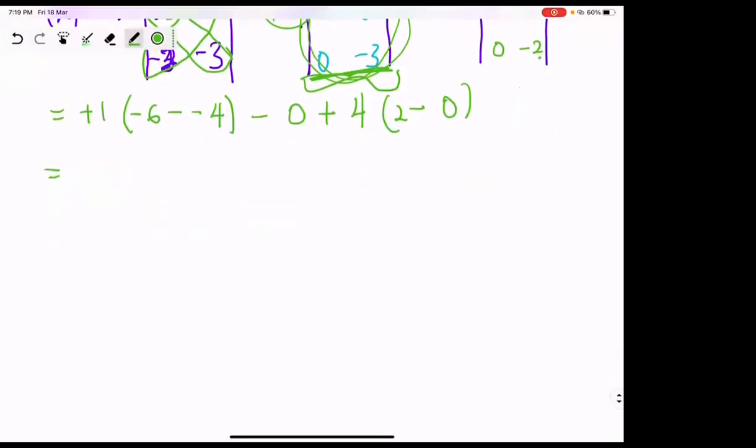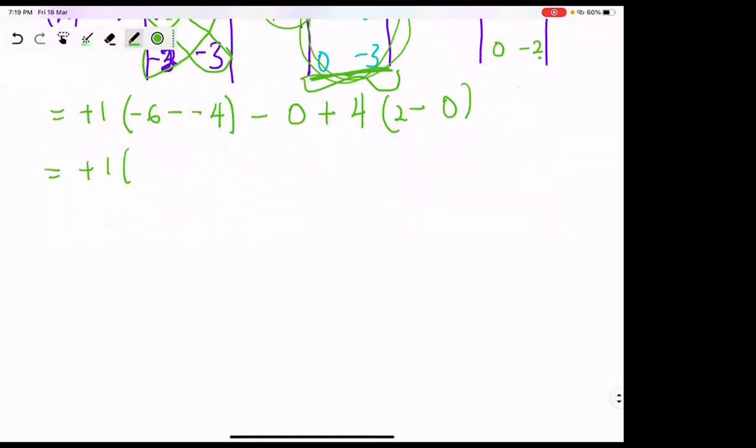If we simplify further, don't worry about this. Yeah. Is the class over?